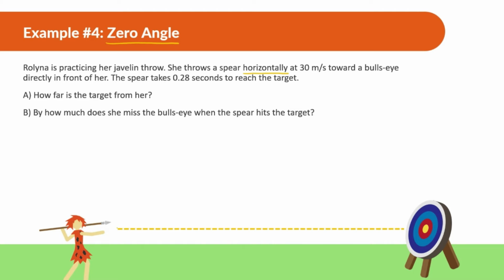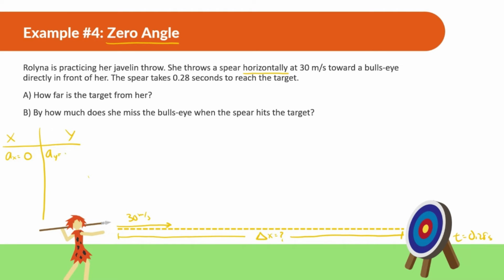Okay, she throws the spear at 30 meters per second. When it hits this target here, it's going to have taken 0.28 seconds. And right now, we're just looking for how far this target is from her. So what we're looking for essentially is this displacement in x. All right, so first let's figure out what we know in this problem. Again, we're starting out with everything we know in the x and y direction. And like I mentioned, we want to start out with acceleration because that's the simplest. Acceleration in the x is 0, acceleration in the y is -10. It's almost always just going to be like that.